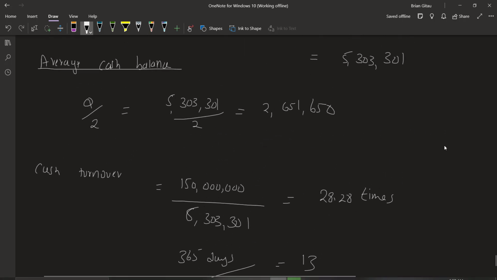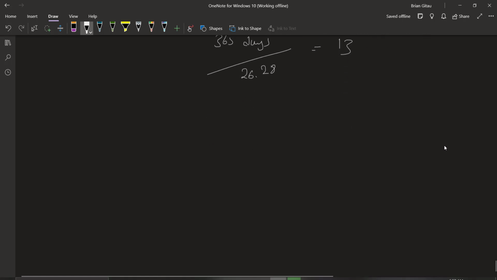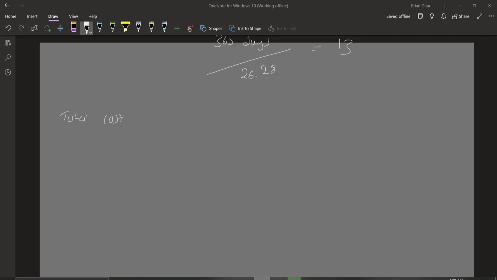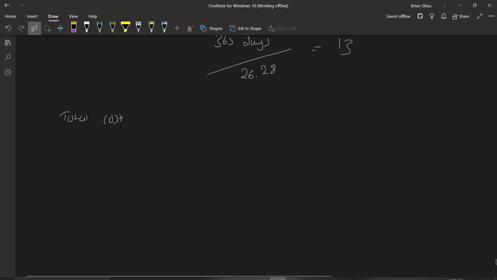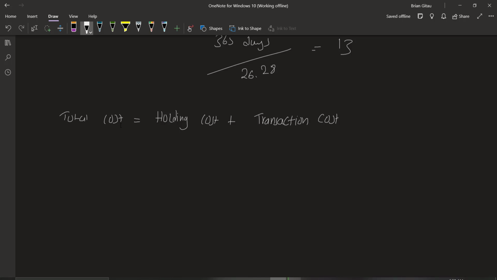So now we can go ahead and compute the other one, which is the total cost. In this case, the total cost associated with the company's cash requirement. So we will take the holding cost plus the transaction cost.